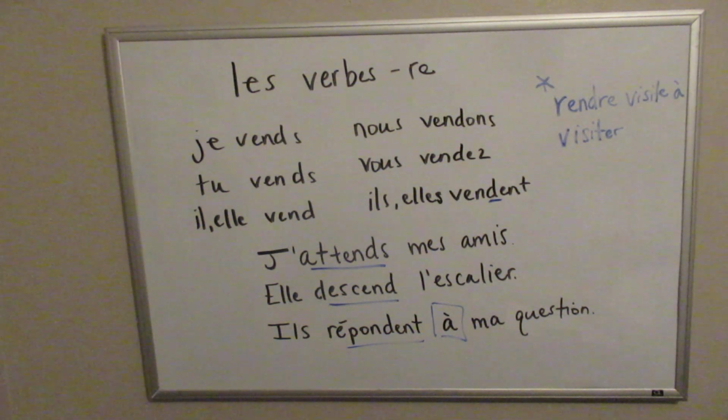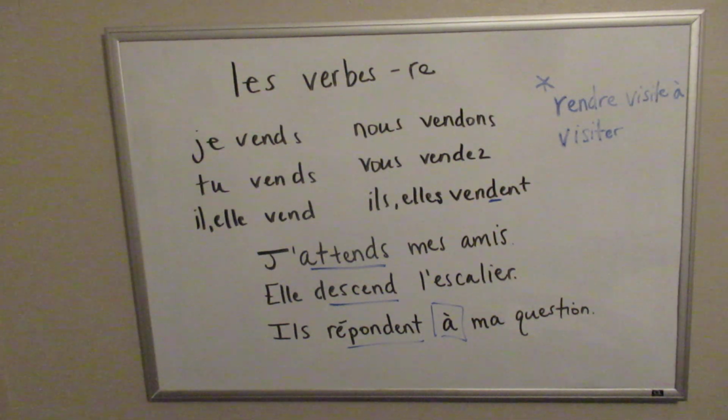So you will notice il and elle, he and she, vend, but they, ils ou elles vendent. You're going to hear that D sound because we have an ENT which is silent, but that's going to allow the D to say its name. So a few examples of this. J'attends mes amis, right? I'm waiting for my friends.